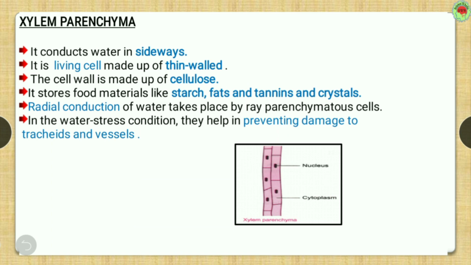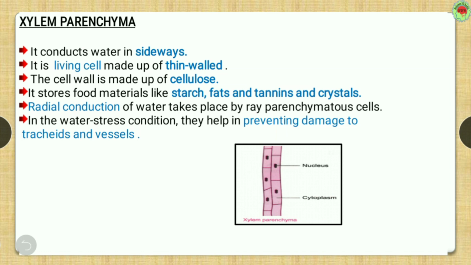Now let's see xylem parenchyma. Xylem parenchyma is the only component of xylem which is living in nature. It means it has nucleus and protoplasm. So it conducts water sideways. It is a living cell made up of thin-walled cells, and this thin wall is made up of cellulose. It stores food materials like starch, fats, tannin and crystals. This works as a storage.